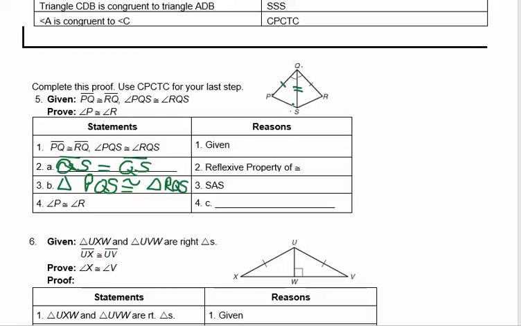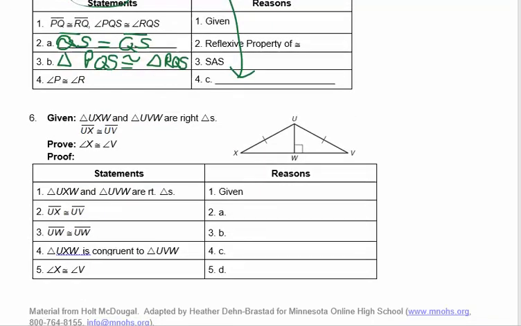And finally, they want us to prove that angle P over here would be congruent to angle R over here. And now finally we're able to do that because we've already proven that the two triangles are congruent. So then by CPCTC, we can say that those two angles are congruent to each other. So now you try number 6.